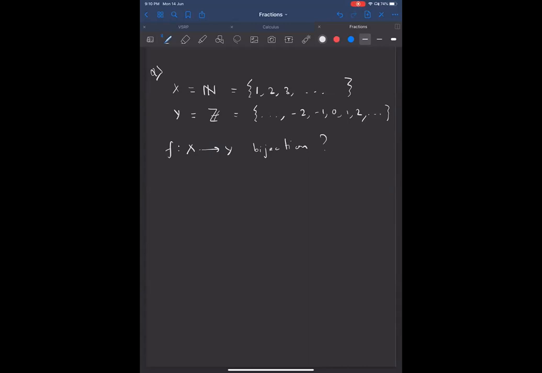Sir? Yeah? Since both are countably infinite, there is a one-to-one correlation, we can map each element of N with each element of Z. Okay, so you are saying that as the two sets are countably infinite, we can have a one-to-one, not necessarily one-to-one, we can have a bijection. But these are kind of looping things. You are going from the two sets being countably infinite to a bijection.